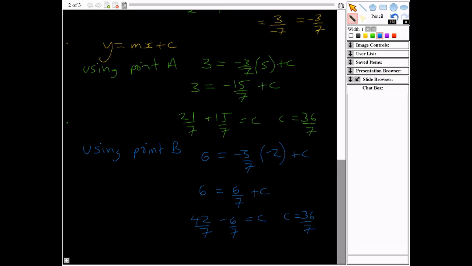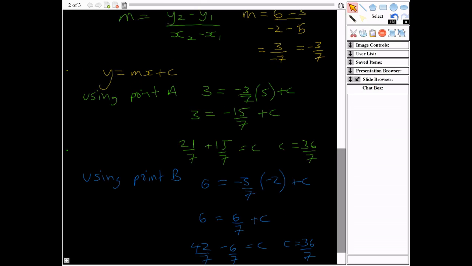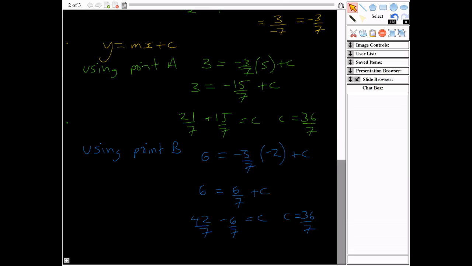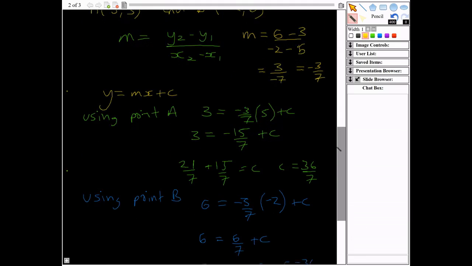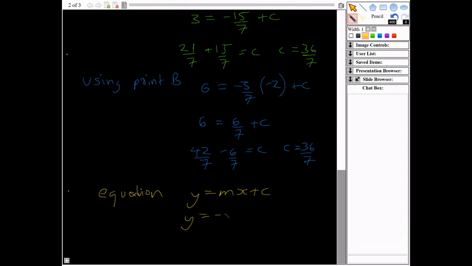So I can therefore be pretty sure that I've got it right. It's not strictly necessary to do both ways, but just to show you, you can use either one and you should get the same answer. So my equation then is going to be y is equal to mx plus c. So y is going to equal, and then my m was, I've forgotten already, -3/7 x plus 36/7. If I wanted to, I could then multiply by 7.